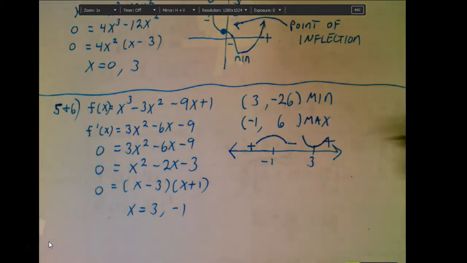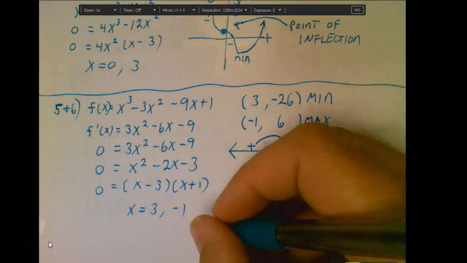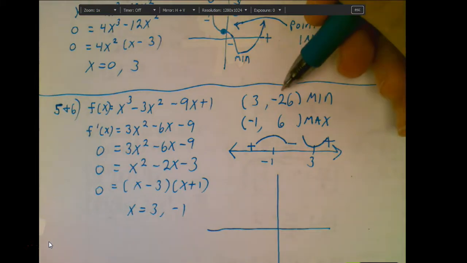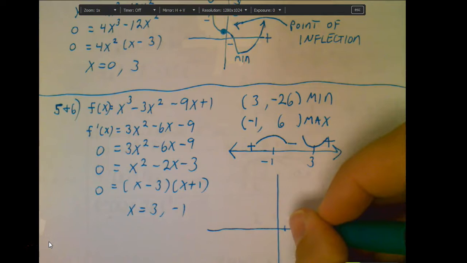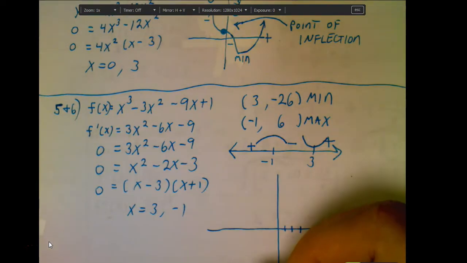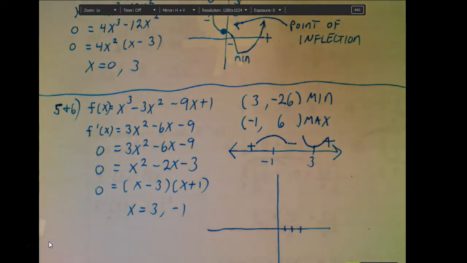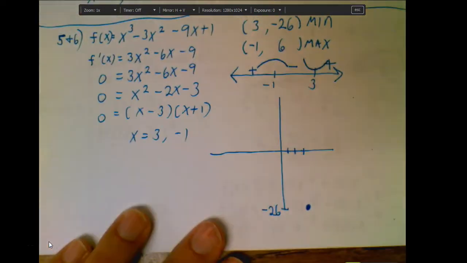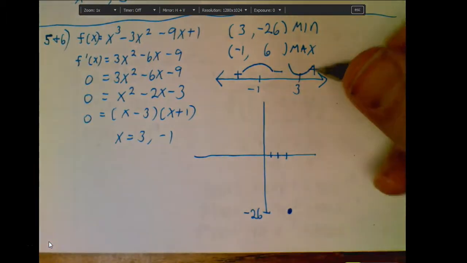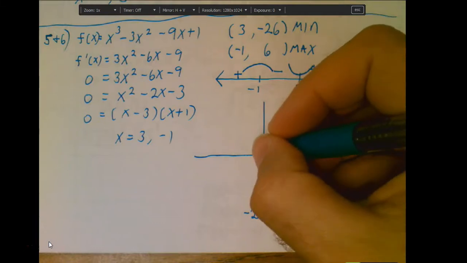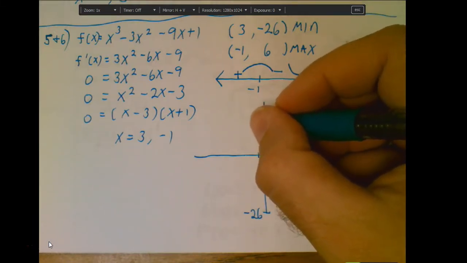But anyway, if I wanted to now create the graph, just using what I know, I'm going to plot my stationary points. So the point 3, negative 26, I'm just going to have to estimate that. That's pretty low, so let's just call that 3, negative 26 down there. And if I graph the point negative 1, 6, that would be about here.